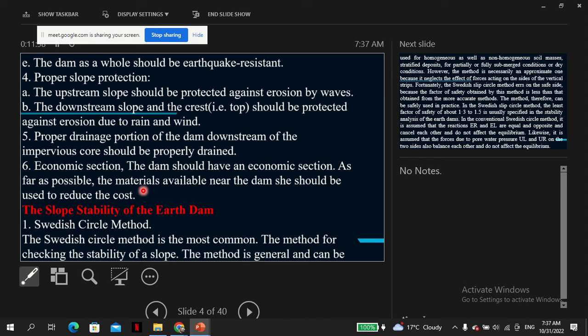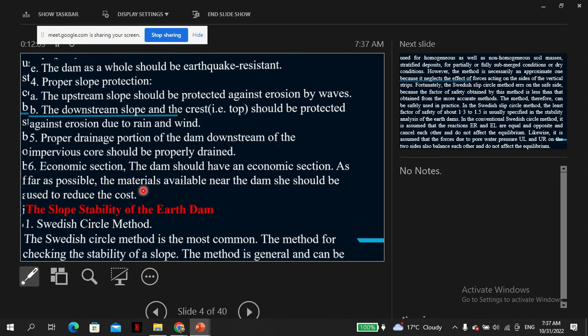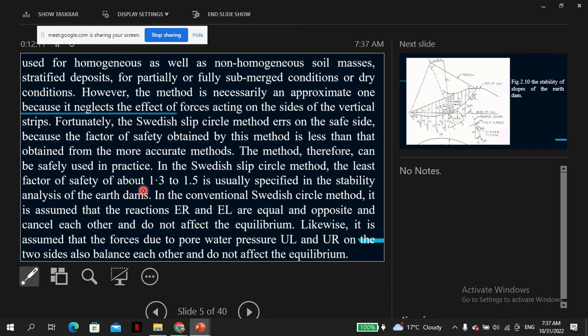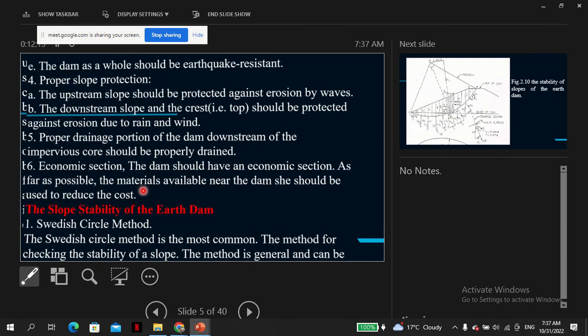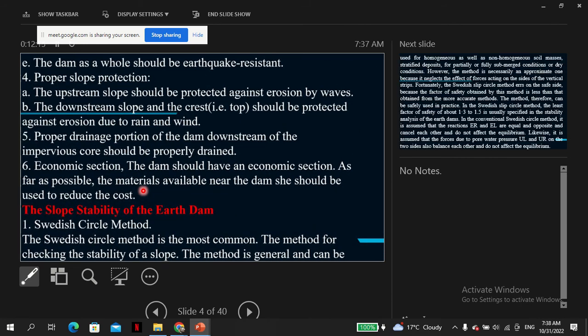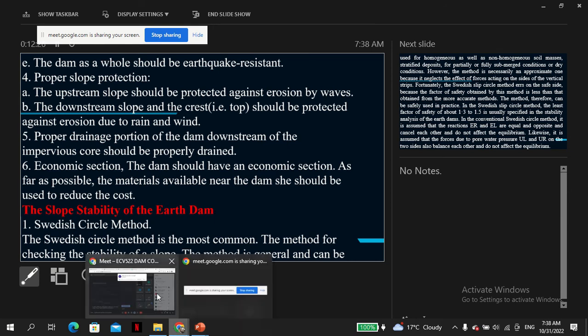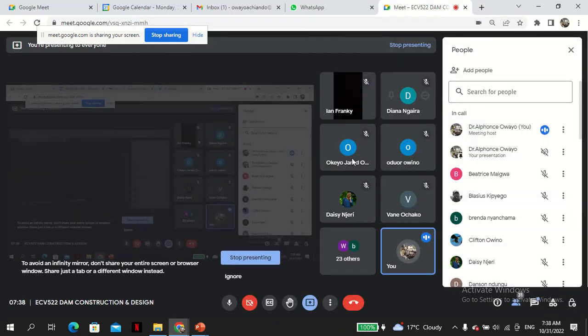So we start first and foremost by the Swedish method. This is a way to estimate the stability. I'm sure you have been introduced to this before. Now, the Swedish circle method is the most common because it's quite simple as well.